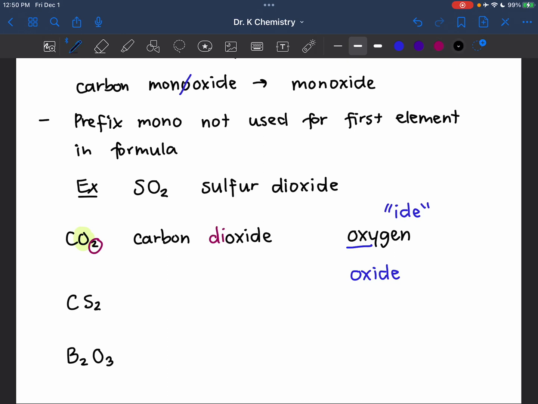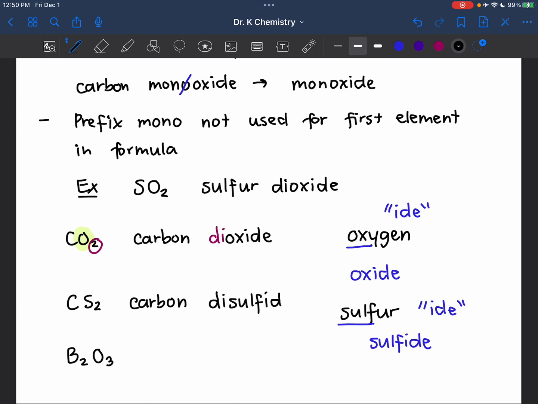Let's take a look at the second one. It's also starting with carbon, but the second element in the formula is sulfur. And we can keep the base name of that element, but we're going to end in "ide." So that will become sulfide. And since we have two of them in the formula, we're going to use the prefix "di", and that becomes carbon disulfide.